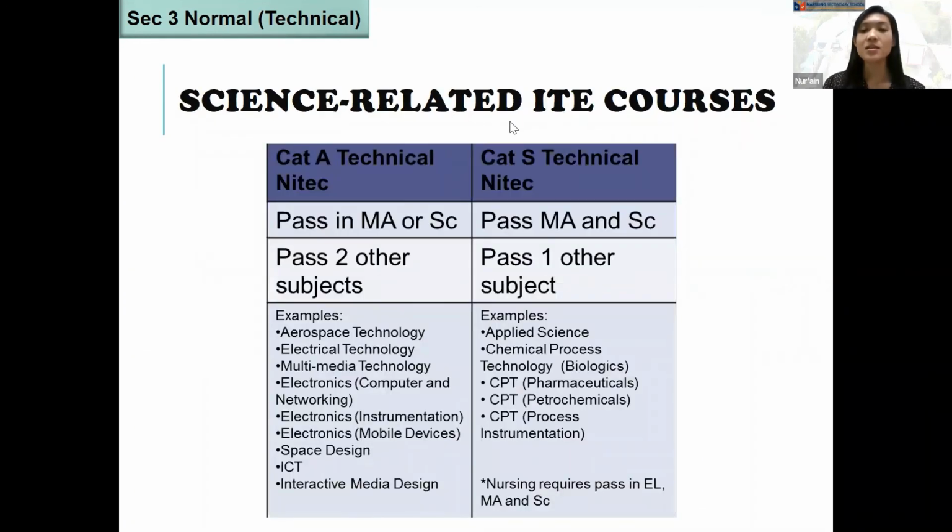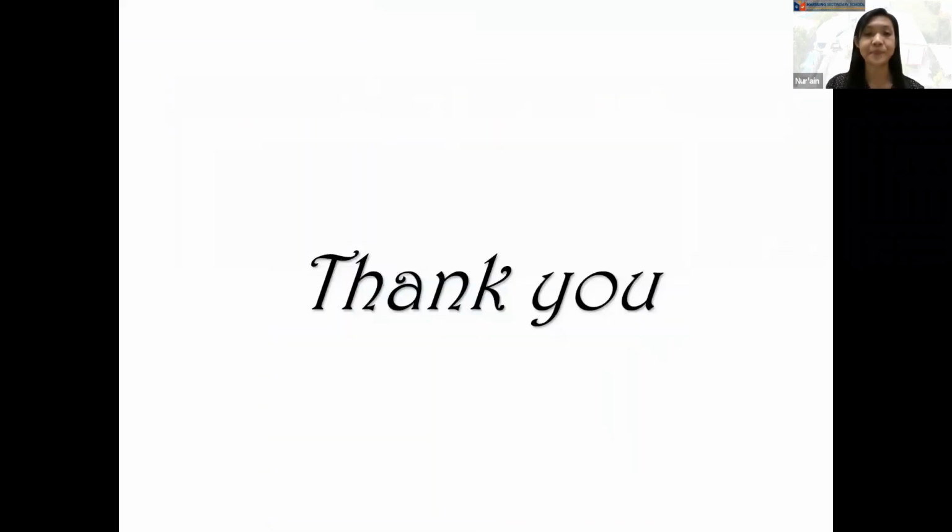Here are the science-related ITE courses. So if your child aspire or would like to take up a science-related ITE course, we would strongly encourage your child to choose NT-Science. Reason being, for such courses, there is a prerequisite, and science is always indicated as a prerequisite for them to be able to qualify for such courses in ITE.